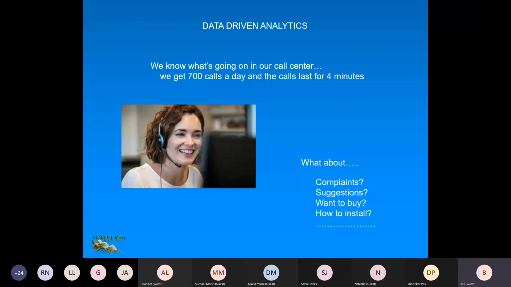And you say, well, that's interesting. Congratulations on knowing that information about your call center. But what are people saying? What is the conversation that is occurring? Are people complaining about something? Are people trying to buy something? Are people trying to install something? What are people saying in your call center?